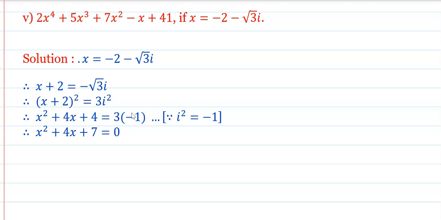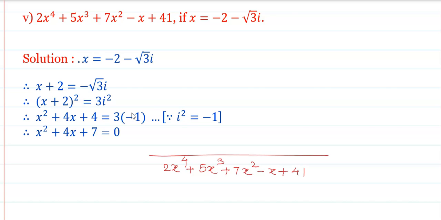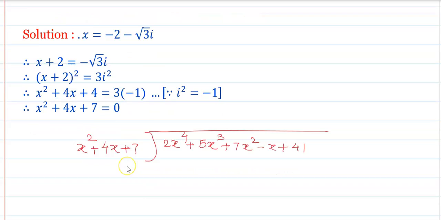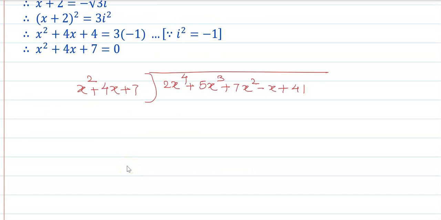Now we'll divide this given polynomial, that is 2x raised to 4 plus 5x cube plus 7x square minus x plus 41, by x square plus 4x plus 7. Now to get 2x raised to 4, we have to multiply this x square by 2x square.